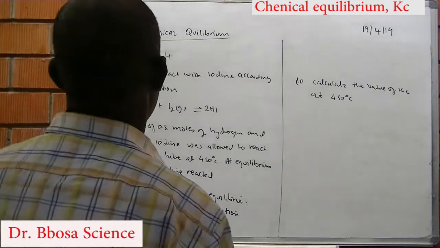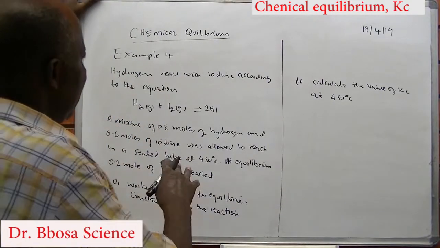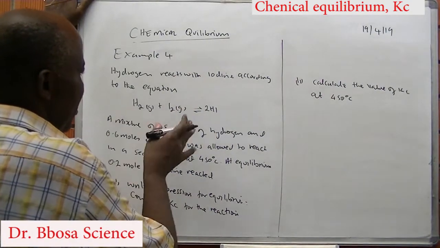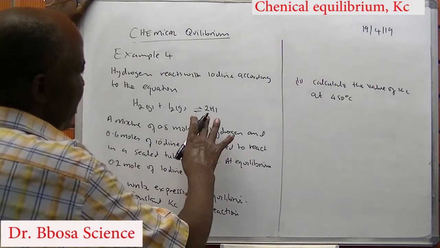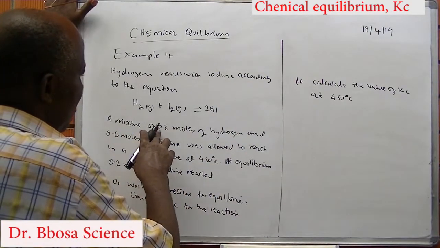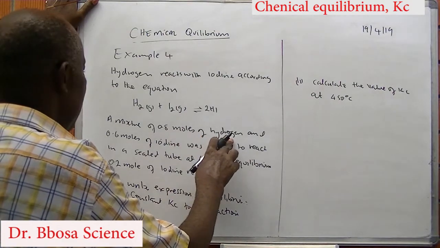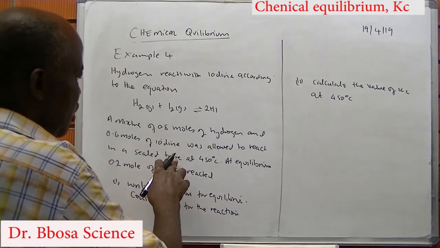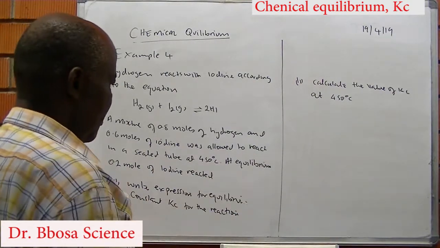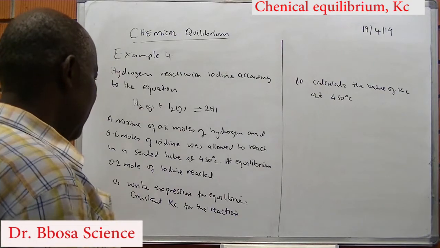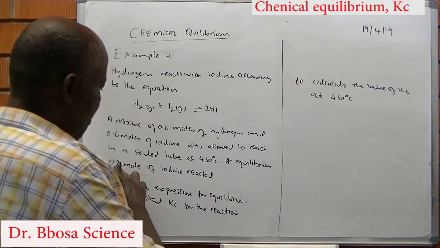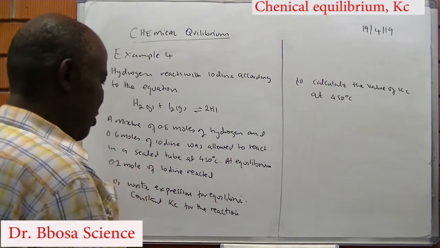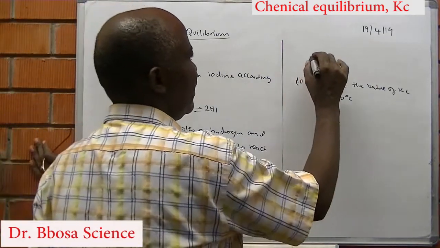Science. Example 4. Hydrogen reacts with iodine according to the equation hydrogen plus iodine is equal to hydrogen iodide. A mixture of 0.8 moles of hydrogen and 0.6 moles of iodine was allowed to react in a sealed tube at 450 degrees Celsius. At equilibrium, 0.2 moles of iodine had reacted. 1. Write the expression for equilibrium constant, Kc.